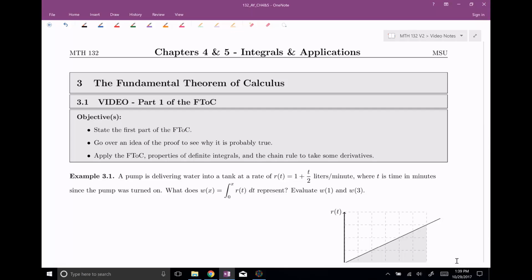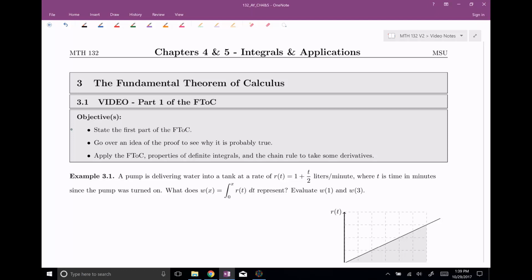As I mentioned in section number 2, we want an easier way to calculate these definite integrals. They are a long process if you use the limit as n goes to infinity with the sigma, all that stuff. So we want a faster way, and that's going to be part 2 of the fundamental theorem of calculus. We're going to get a faster way to evaluate these definite integrals. But we have to go through part 1 because part 2 relies on part 1.